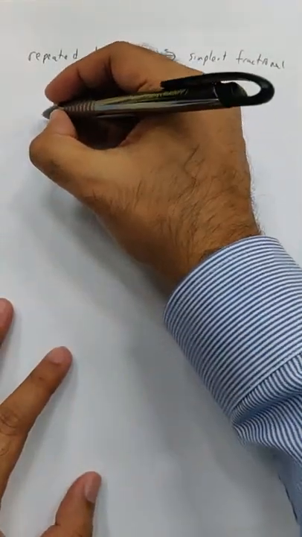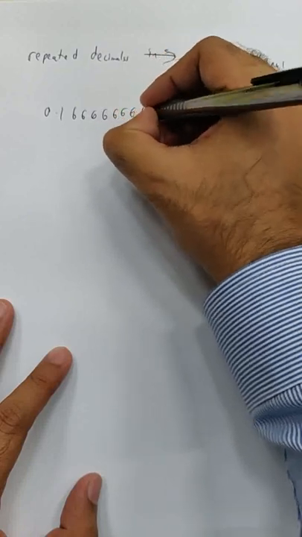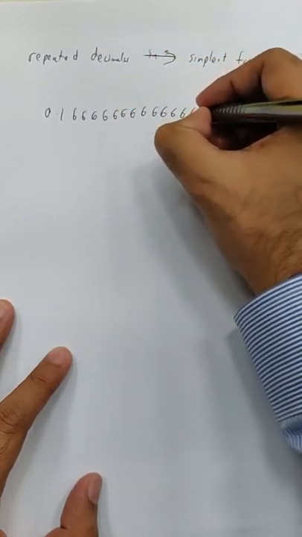If I give you a number like this, let's take an easy one: 0.16666666666666666. You get the idea. And I ask you, okay, change it into a fraction. Well, if it's easy for you, then you can find it.